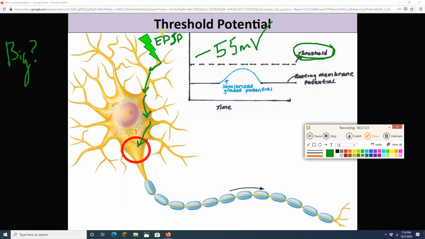So, if we stimulate a dendrite and we generate an EPSP and it travels and travels, as it gets to the axon, if it's big enough to get to this threshold potential, and by the way, this little guy right here was not big enough, if it's big enough to get it to negative 55, then our axon is going to send its own signal, which is an action potential.